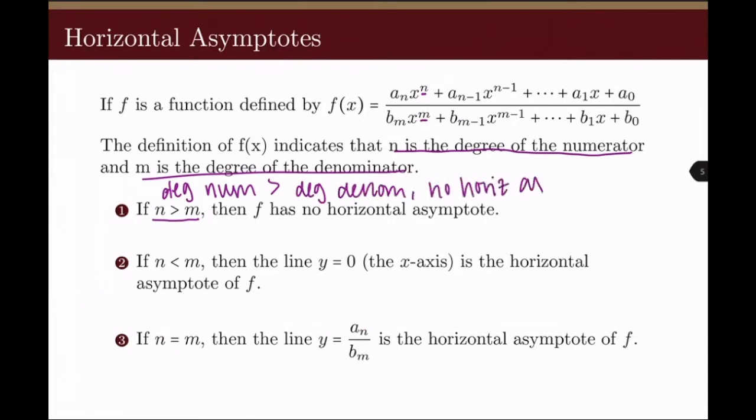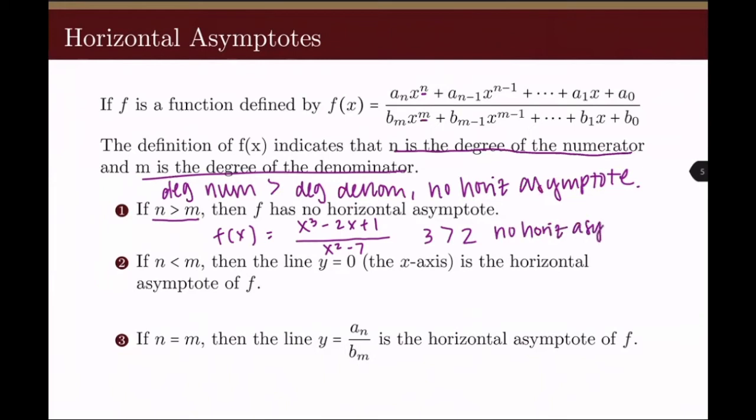horizontal asymptote. An example of this would be f of x equals x cubed minus 2x plus 1 divided by x squared minus 7. So the degree in the numerator is 3, and the degree in the denominator is 2. And 3 is bigger than 2, so this has no horizontal asymptote.